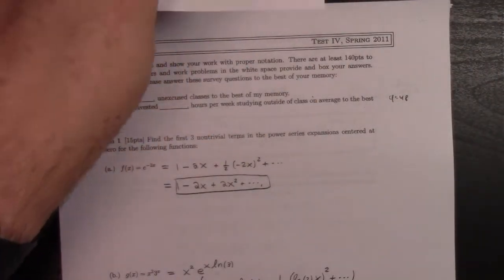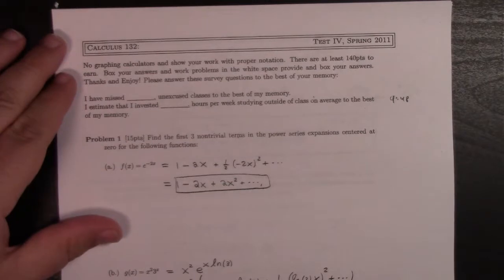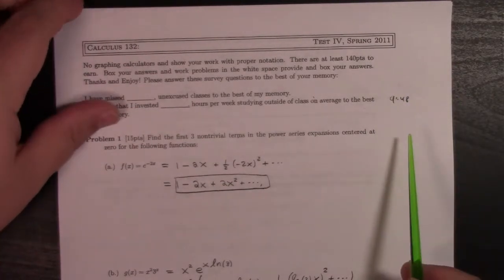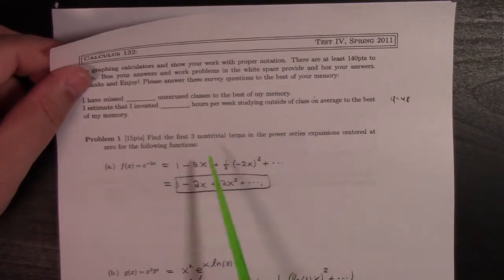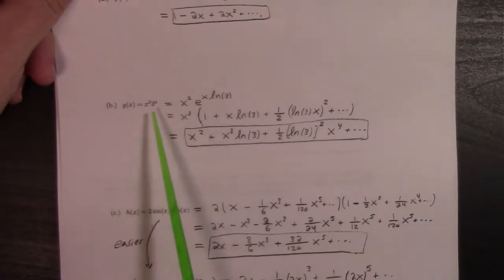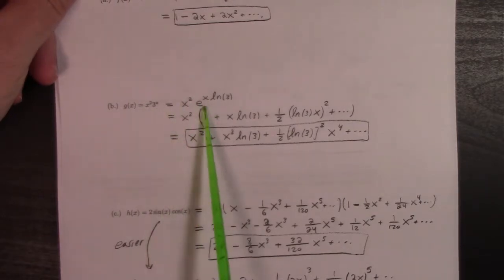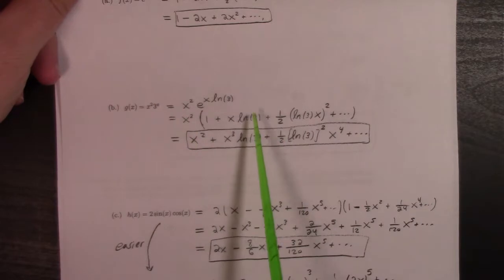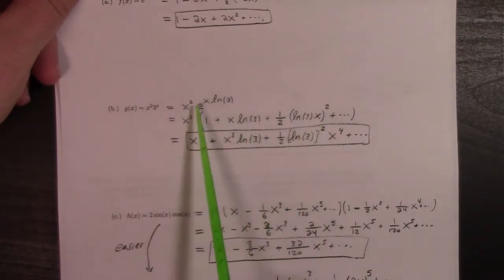All right, so that moves us on to the next item on the agenda, which is test 4 of spring 2011. So I'll just go through this rather quickly. First 3 terms, so known Maclaurin expansion. This one, I have to convert the 3 to an exponential because we don't know what the power series for 3 to the x is. It turns out it's this, and then I multiply by x squared, I get that.